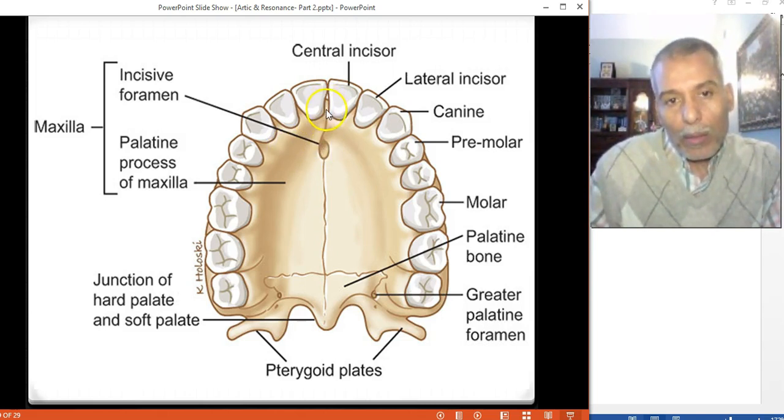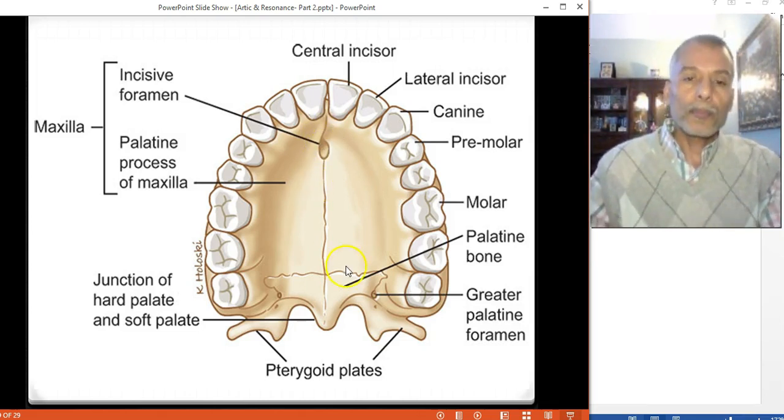In the area between the two sides of the premaxilla, there's a tiny area, like a little hole. It's called the incisive foramen, and that is for blood vessels and so on, but it's not open. It is just a hole in the bone, and it is sealed with tissue, closed with tissue normally.